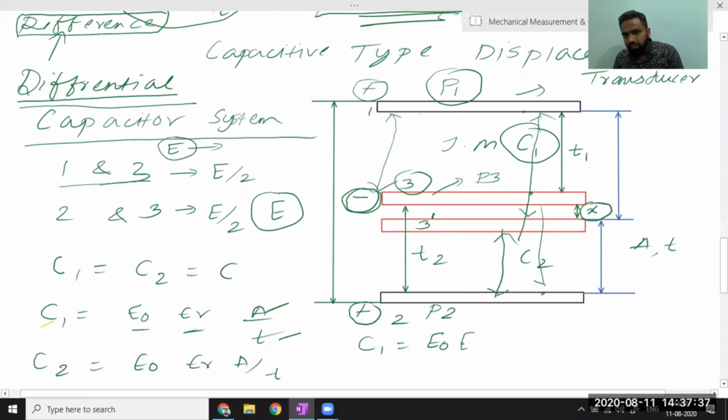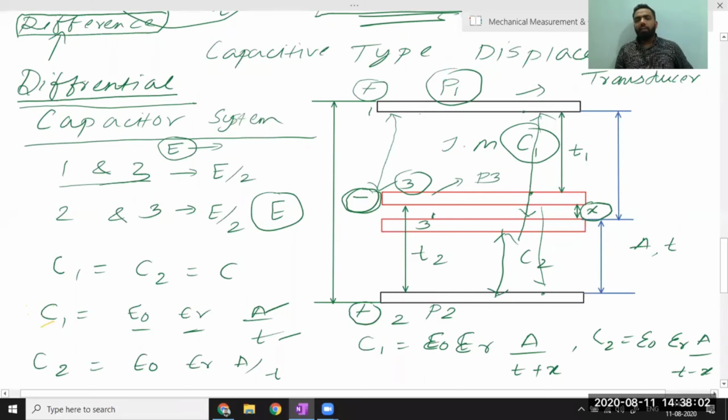Now if I want to write, C1 will be equal to epsilon naught, epsilon R, A upon T. I'm so sorry, this is epsilon naught, epsilon R. A is constant. What is varying is T. Now T is getting increased for C1. So for C1, it will be T plus X, right? And C2 will be epsilon naught, epsilon R, A upon T minus X, right? I hope you're getting. I have just changed the capacitance.